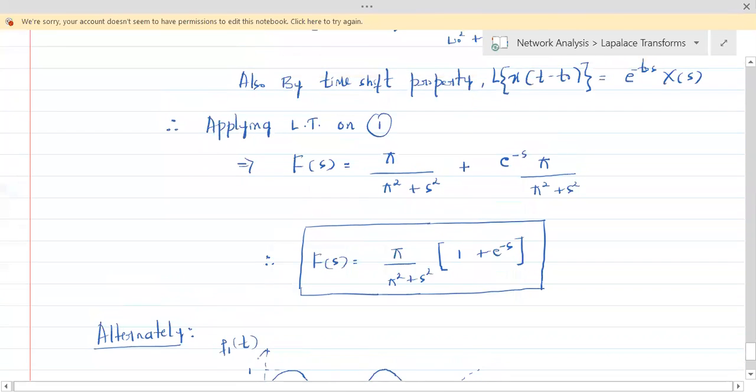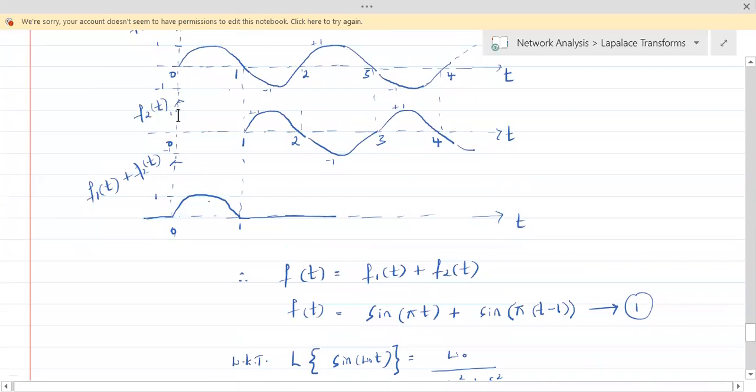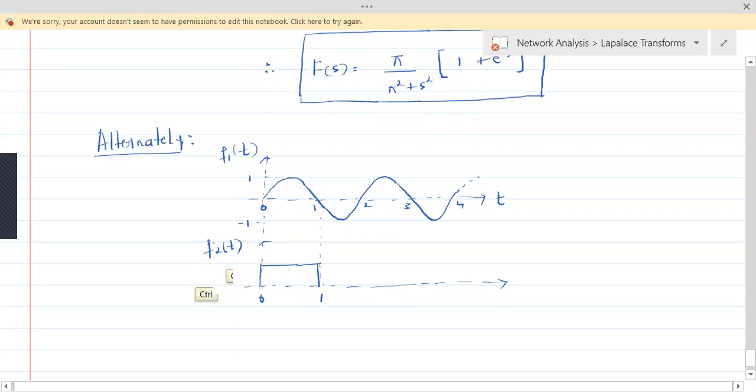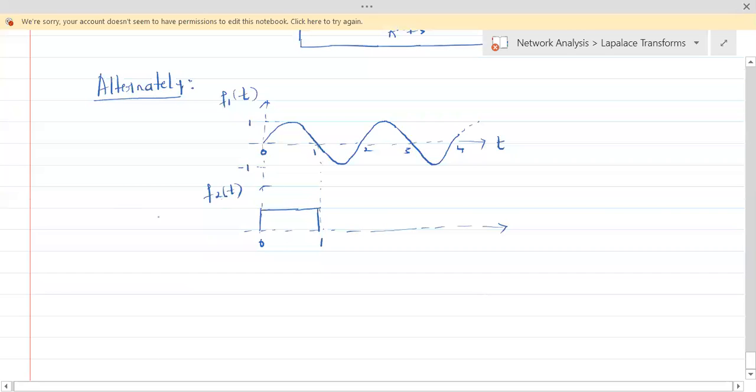But instead of taking the shifted version of f1 of t as f2 of t, we can even do this. What is that? We were doing some multiplication operation, right? So what did we used to consider in that case? We used to consider something like this. Remember that? So this is the signal from 0 to 1. If I consider this as f2 of t, what operation would you perform on f1 of t and f2 of t so that you would obtain f of t is the question.